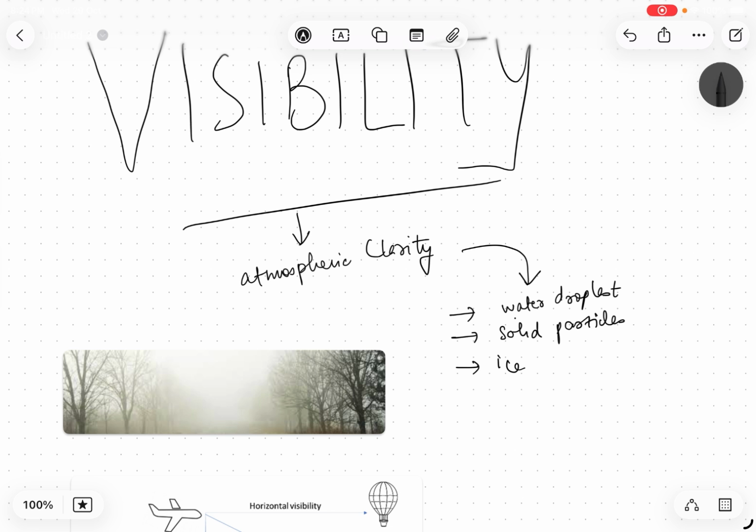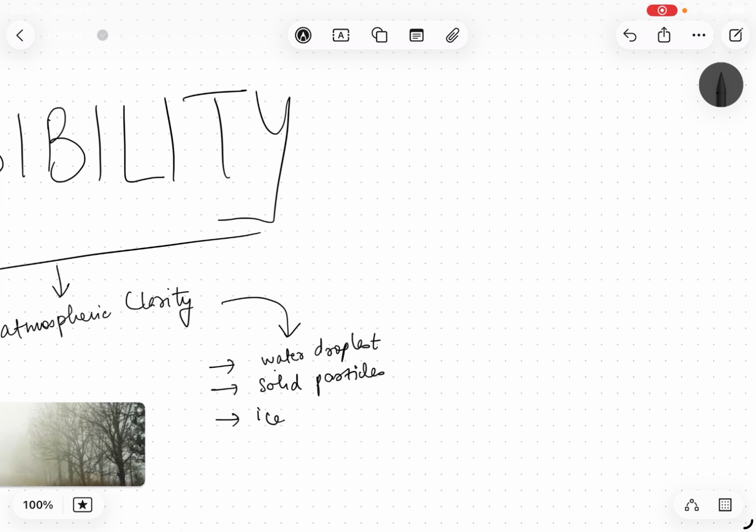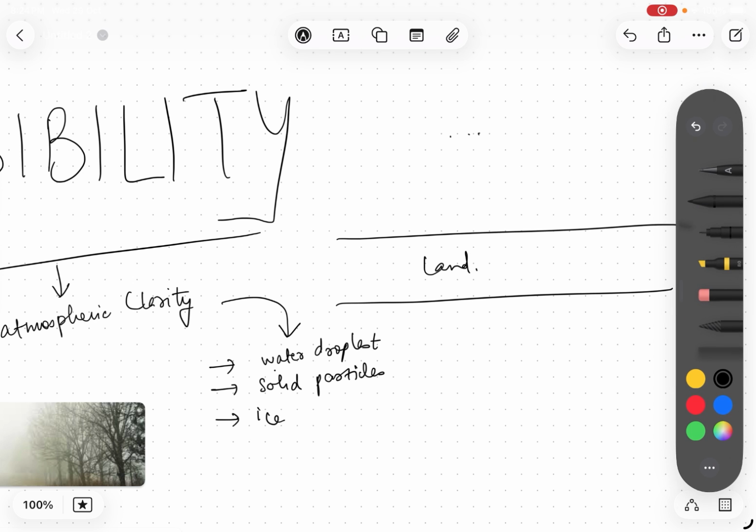So, poor visibility is more common in stable conditions. Why stable? If anybody has seen my stability and instability video, in stable conditions, for example, this is my land, right? In stable conditions, my particles will just stay here. If they're water particles, sand, dust, whatever particle, they'll stay, they'll not move because it's stable, right?